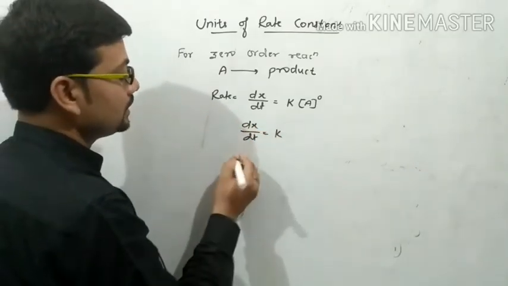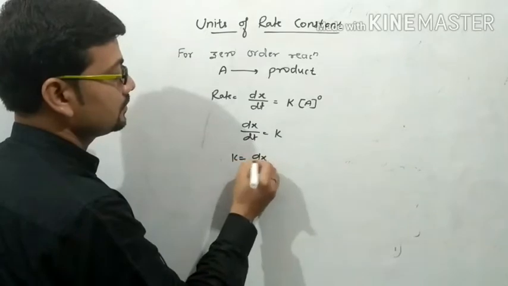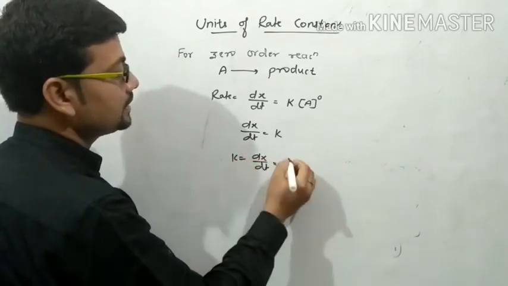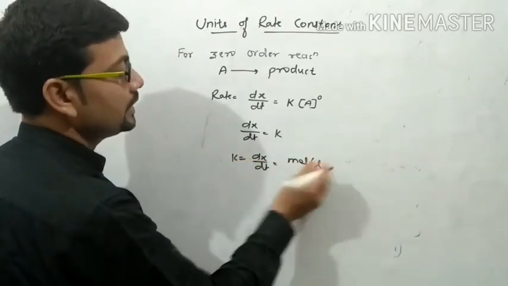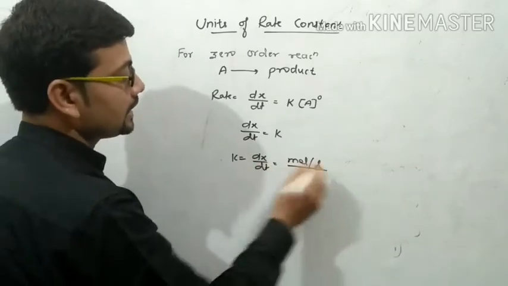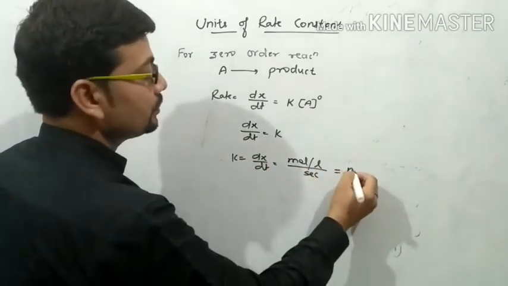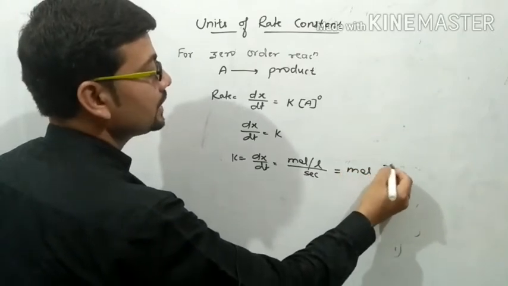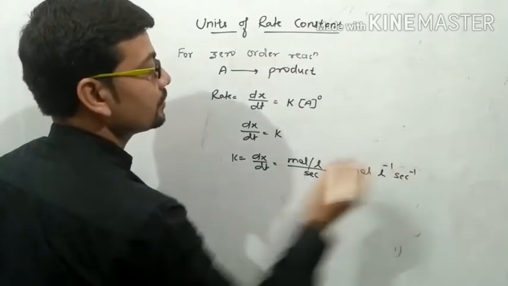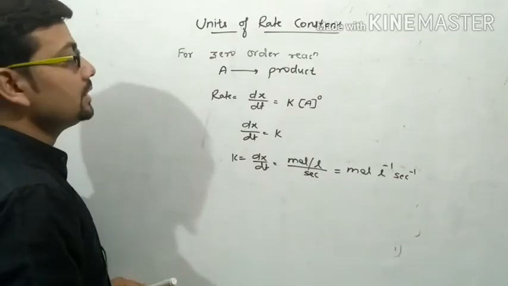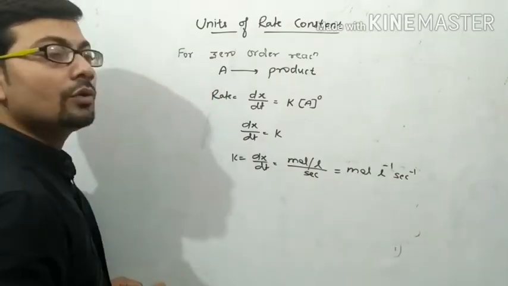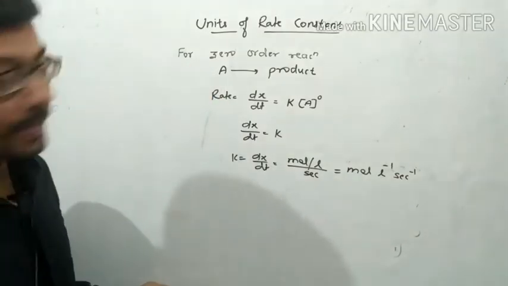Now what is dx? That is mole per liter. The time here we take as second. So the unit is mole liter inverse second inverse, right? So this is the unit for zero order reaction.